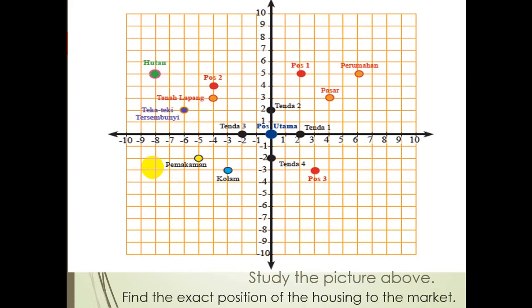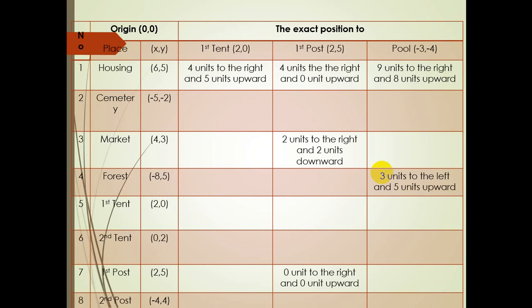How about this one? Find the exact position of the housing to the market. Now the question is the housing from the market. It means the market is the origin point, so this is 0,0. Okay, let's see. 1, 2. So 2 units away to the right and 1, 2, 2 units upwards. It means the location of the housing is 2, 2 from the market. Do you understand, guys? Now let's see next.